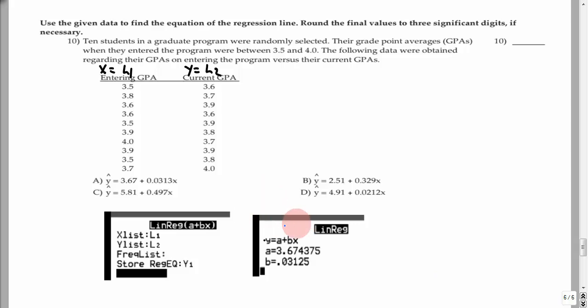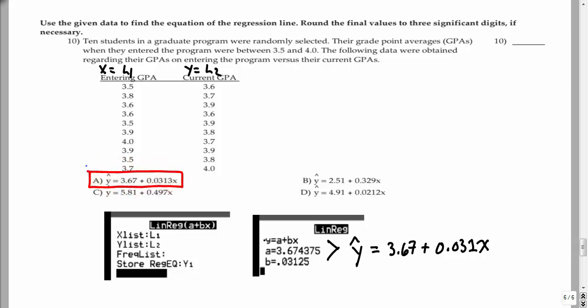Okay, so a plus bx. So a is out by itself out front, b is multiplied by x. So the way that this equation would look then is y hat, because that's our line for estimation, is equal to a, which is 3.67, plus b, 0.031 x. Now let's go ahead and see up here what we have that will match. It looks like our closest here is letter A, so that's our solution.